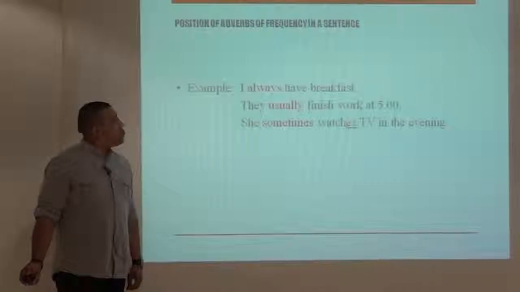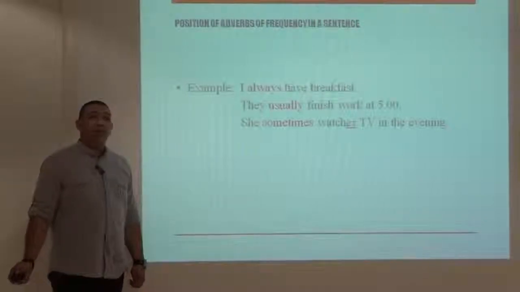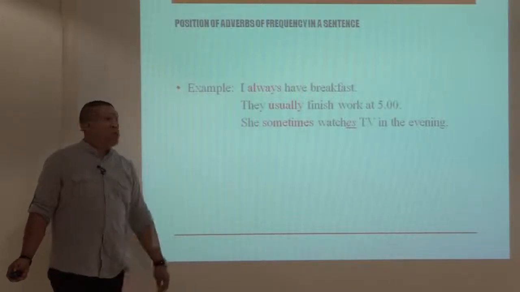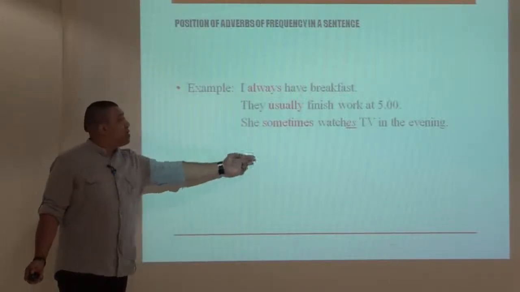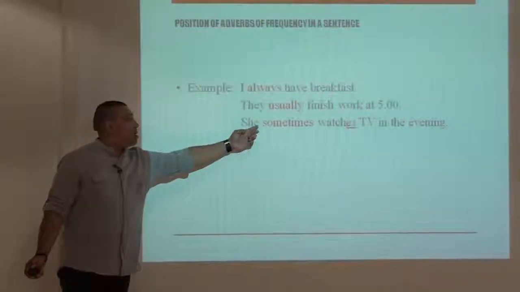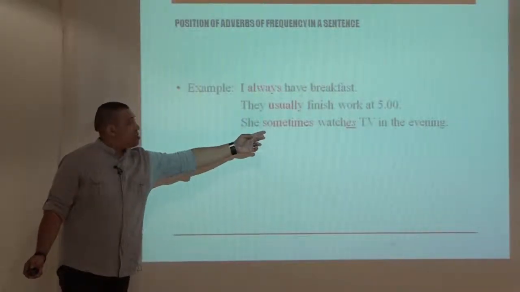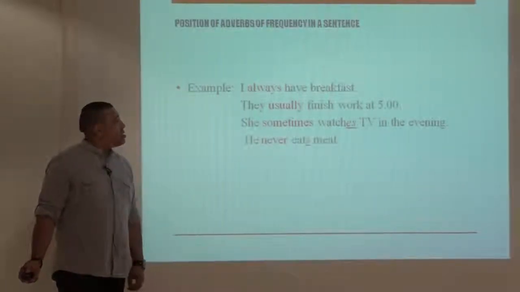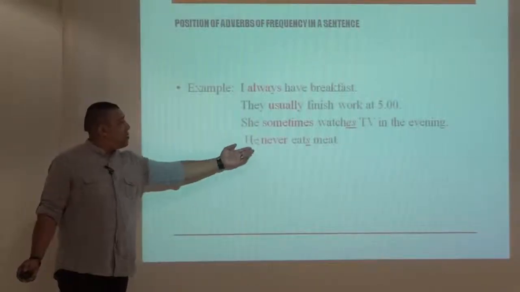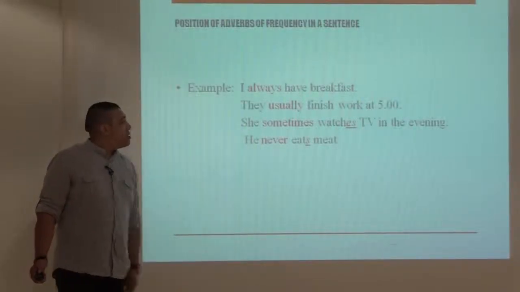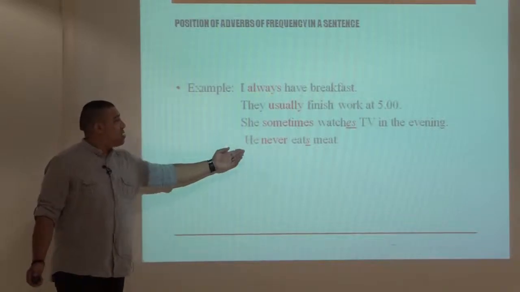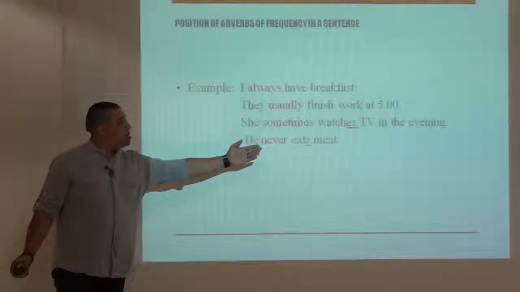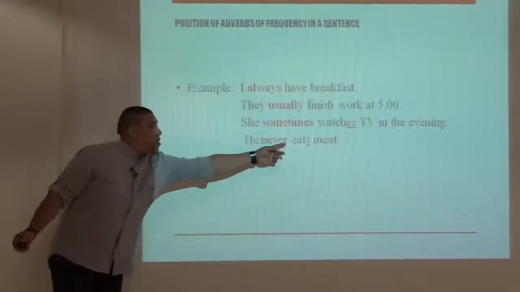She sometimes watches TV in the evening. Again, we have the subject she, followed by adverbs of frequency sometimes, and the main verb watches. He never eats meat. We never say he doesn't never eat meat. He never eats meat, with a positive verb.